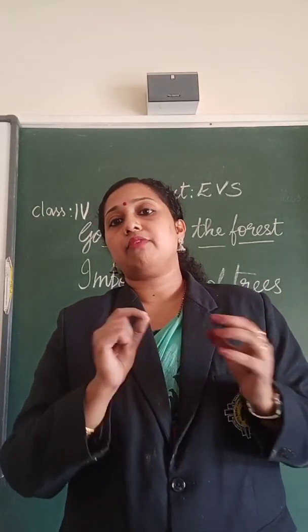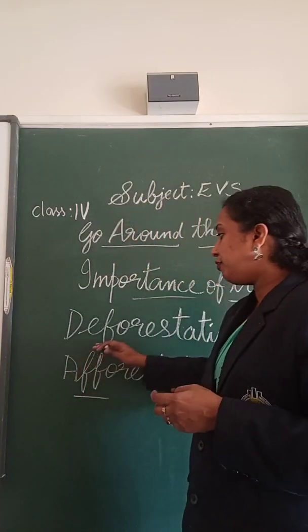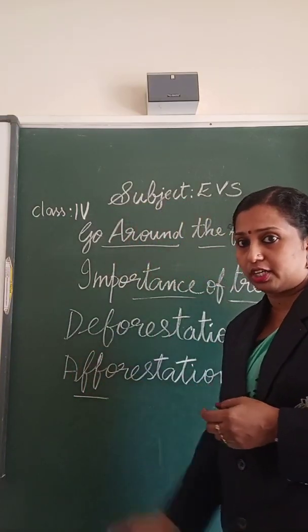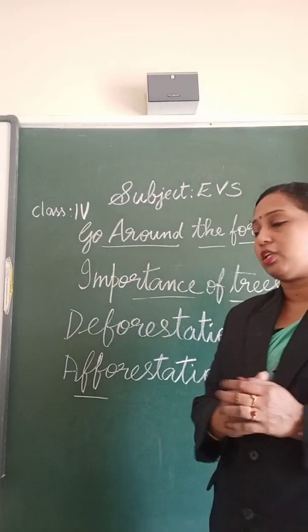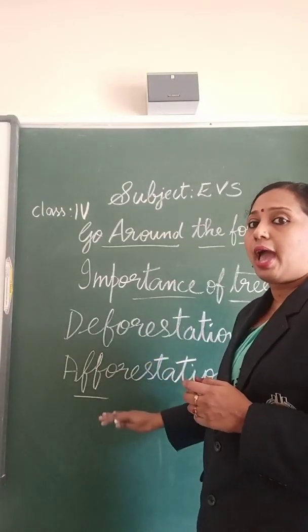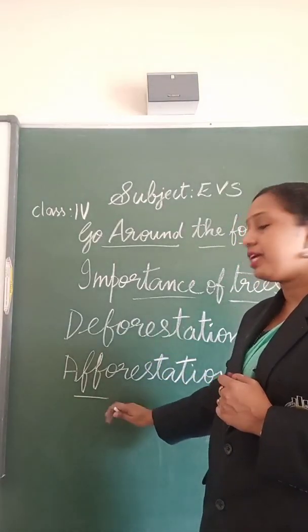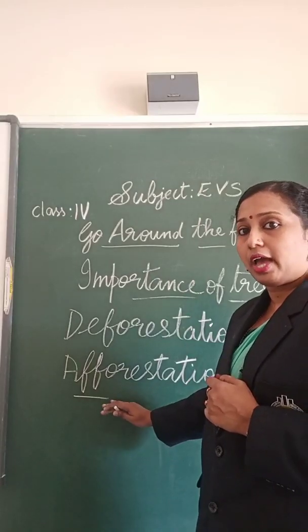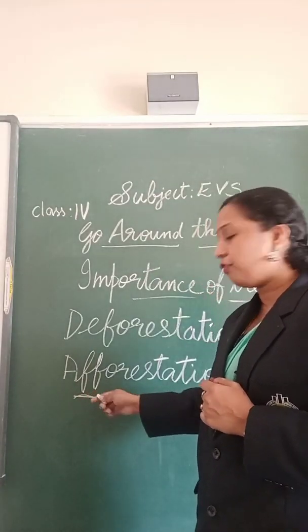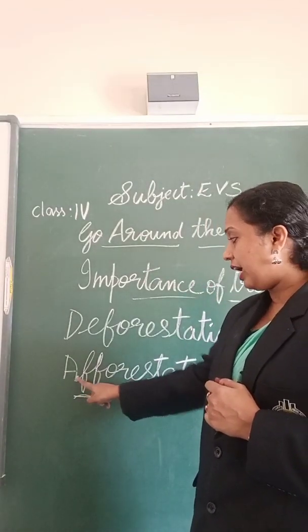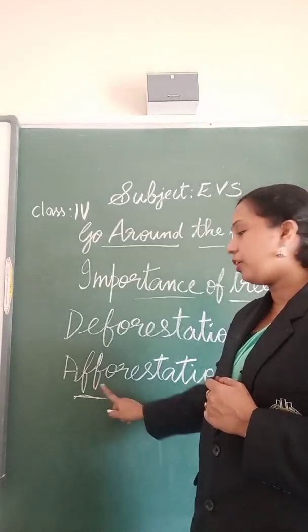Then we have studied the two terms, deforestation and afforestation. Cutting down the trees is known as deforestation and planting the trees is known as afforestation. And remember, children, there is a double F in afforestation, A-F-F. So don't forget this.